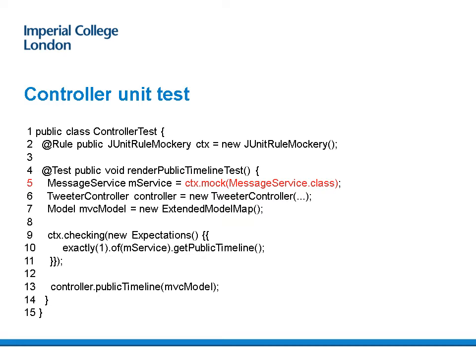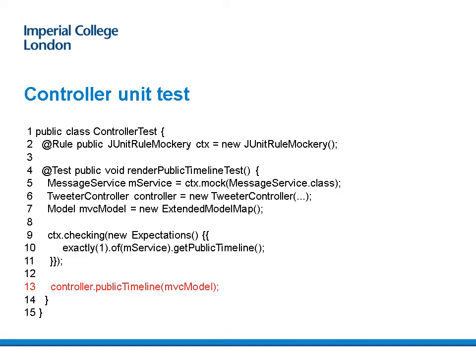On line 6, we are creating a real instance of the controller by passing in the mock dependencies, which I've omitted due to space constraints. And on line 7, we make any additional parameters that are needed by our controller. In this case, it's an MVC model, which is just a key map store. On lines 9 and 10, we set expectations on our mocks, and for those of you who are not familiar with JMock 2, this might look a little bit weird. It's kind of like a mini DSL. But what it's essentially saying is we expect the controller to make exactly one call to the message service method getPublicTimeline. Finally, in our test, we make the actual invocation to the controller method.